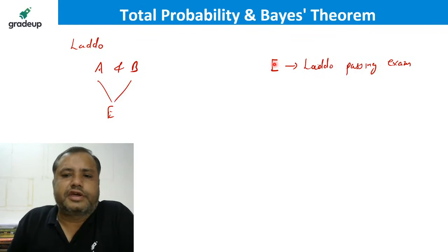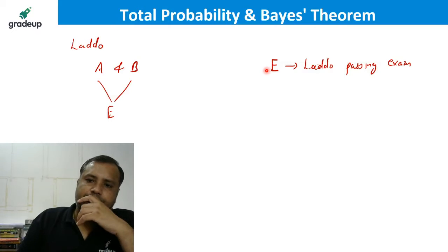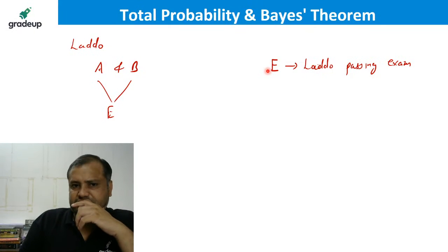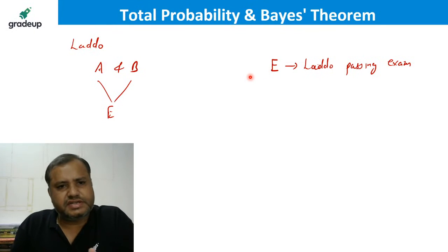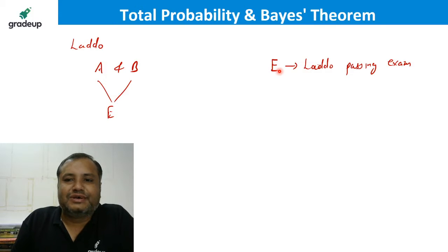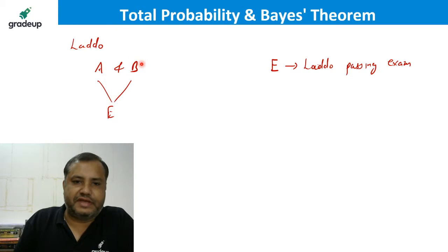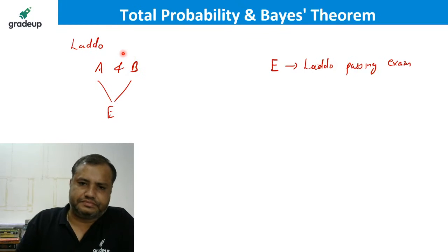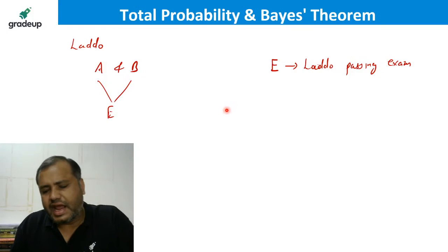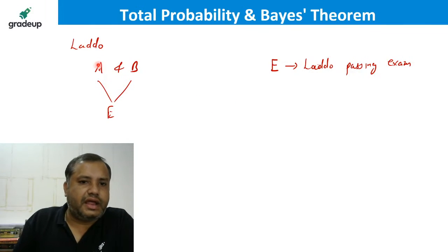Laddu himself cannot pass the exam because he is not good at studies. He is a duffer student. So to pass the exam, he has to rely on A or B. Now A and B are enemies.